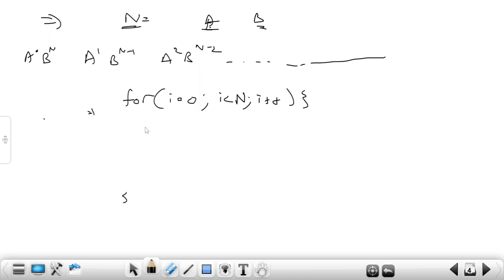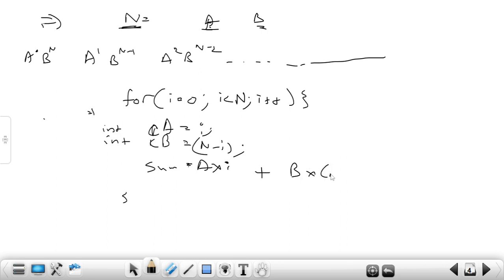If the count of a is going to be i, what is the count of b? The count of b is obviously n minus i, because I have total n digits and I have i times a. So this is the count of b. After that I can calculate the sum. I will calculate the sum as a into i, because I have a i times, plus b into n minus i. This is how I am going to calculate the sum. Okay, fine till now. This is the possible sum value.